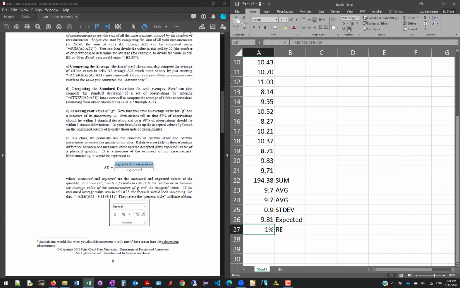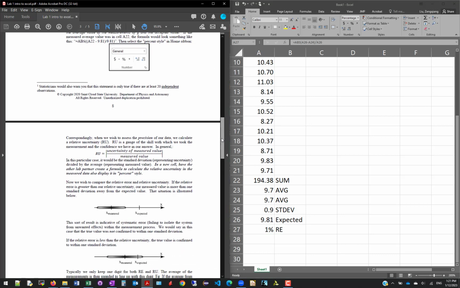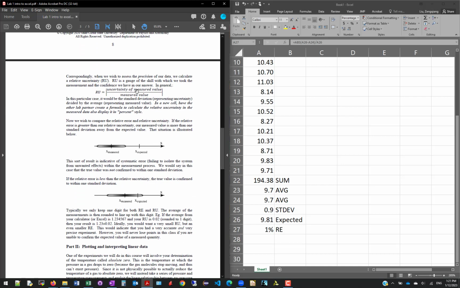You could certainly say it's 0.9%, but I don't really mind. This is an estimate of your relative error anyway. So now we have this and the relative uncertainty. So what exactly is relative uncertainty?